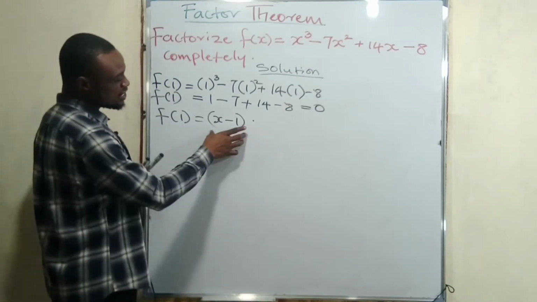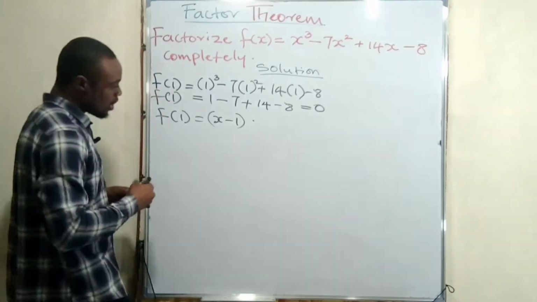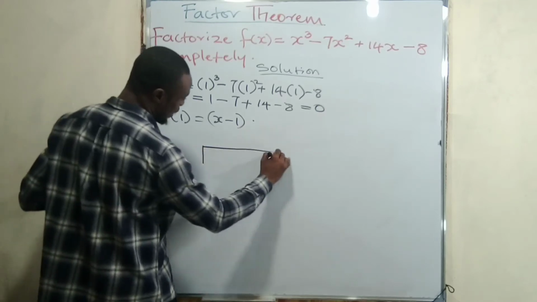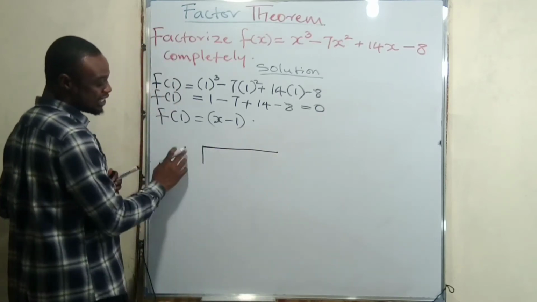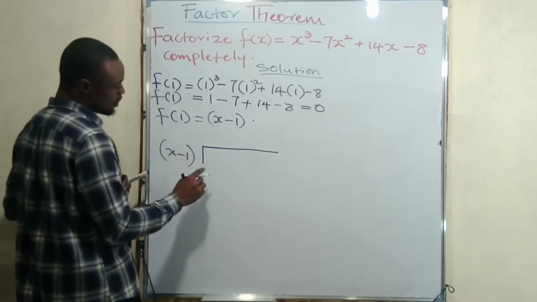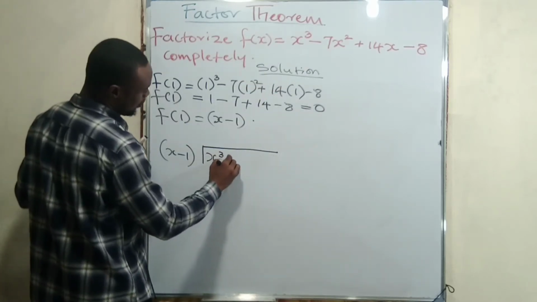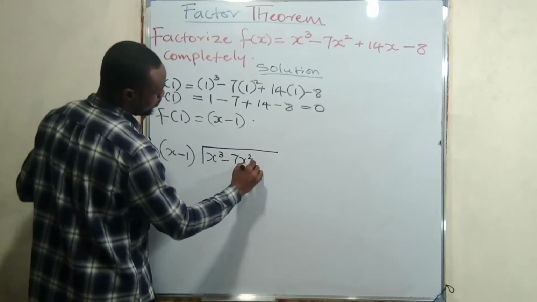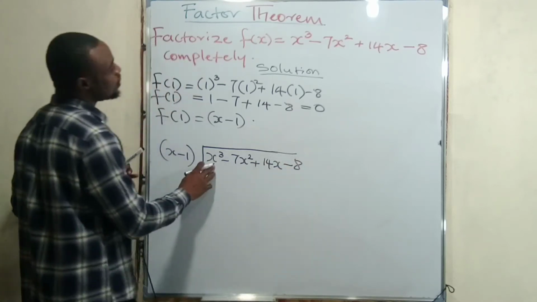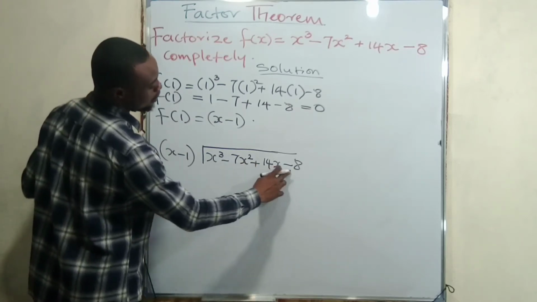So we are going to be using this to divide the entire polynomial. I need you to remain calm to see how I will do the division. So we'll draw a line like this and draw another line like this. Our quotient is going to be up here, and our divisor is going to be here. So I'll write x minus 1, which is our divisor, and our dividend, which is the entire polynomial: x raised to the power of 3 minus 7x squared plus 14x minus 8.